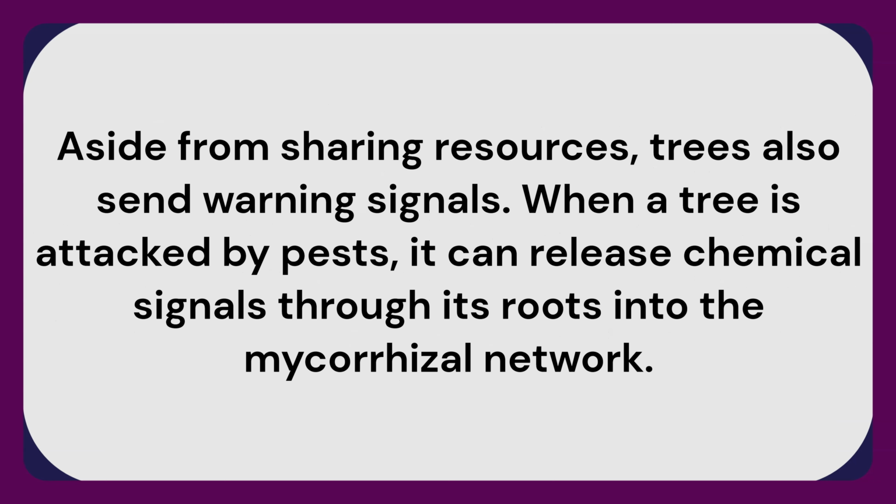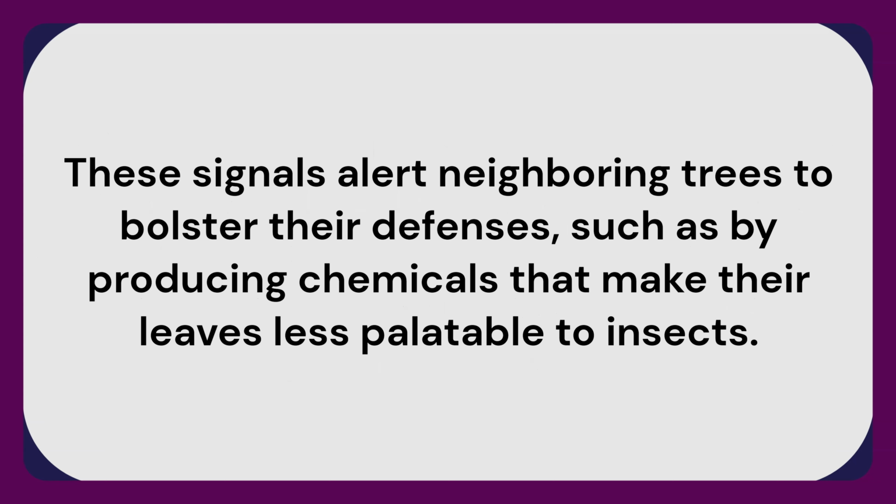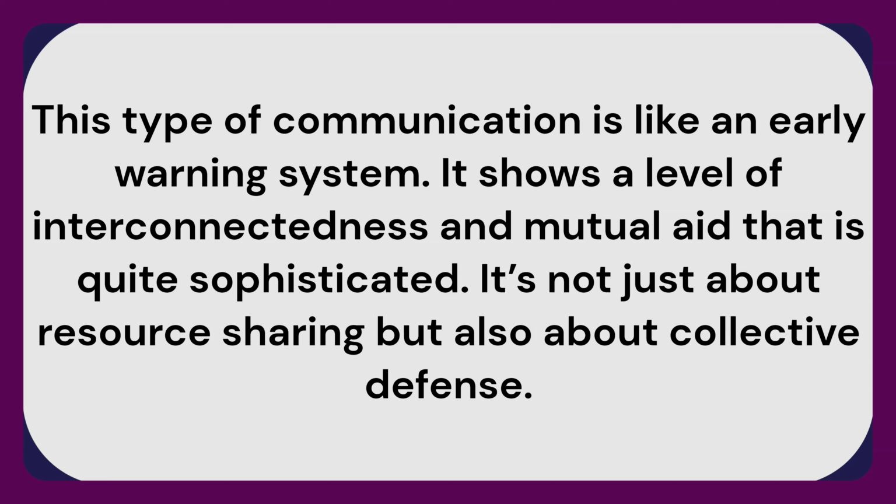Aside from sharing resources, trees also send warning signals. When a tree is attacked by pests, it can release chemical signals through its roots into the mycorrhizal network. These signals alert neighboring trees to bolster their defenses, such as by producing chemicals that make their leaves less palatable to insects. This type of communication is like an early warning system. It shows a level of interconnectedness and mutual aid that is quite sophisticated. It's not just about resource sharing, but also about collective defense.